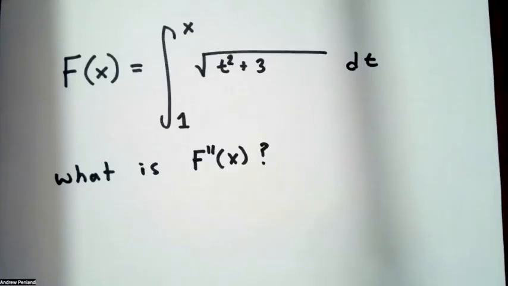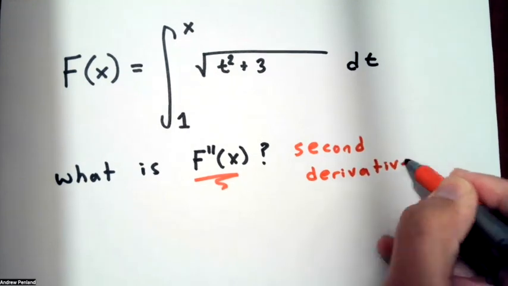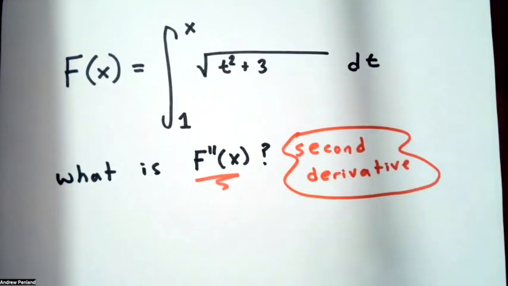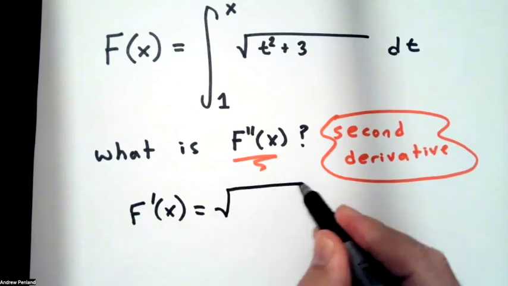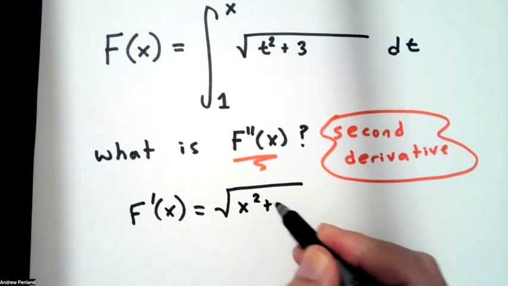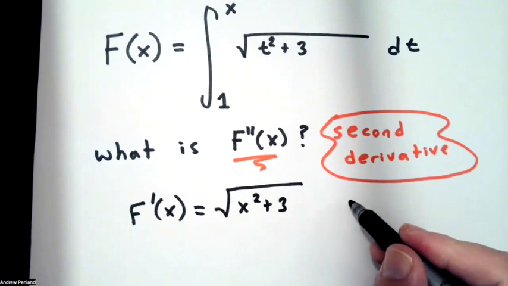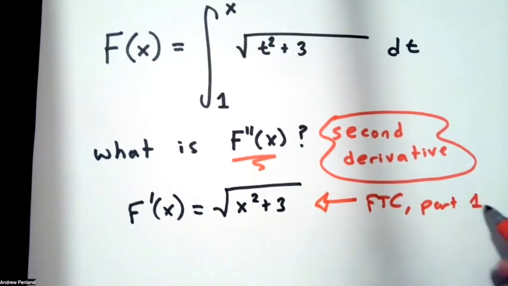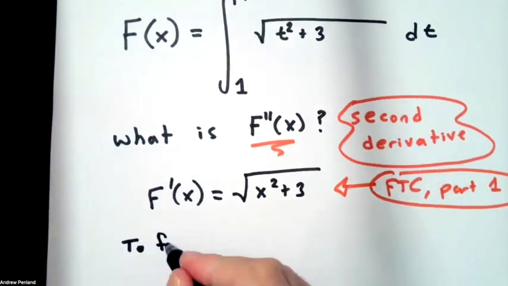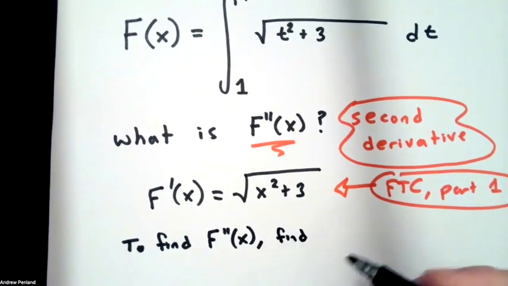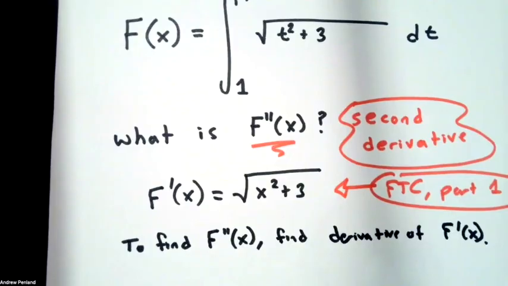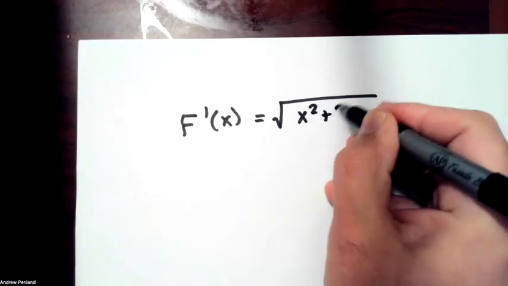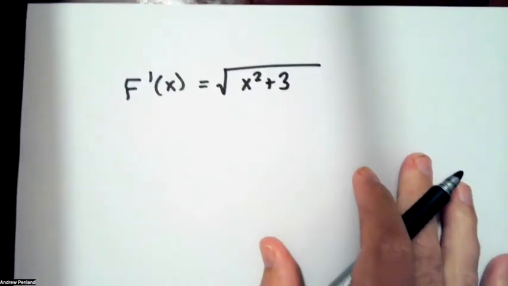Now we consider the same function big F of x, but we are going to find big F double prime of x, the second derivative. Remember that the first derivative of big F of x was big F prime of x equals the square root of x squared plus 3. We found this using the Fundamental Theorem of Calculus. To find F double prime of x, we just need to find the derivative of F prime of x. This is going to be a good review of the derivative process from Calculus 1.